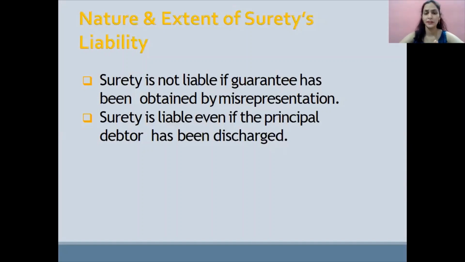Let's understand it more clearly. Like Mr. A's son, Ram, has taken an education loan from the bank, and the repayment arises. In this case, though the principal debtor is free or discharged from his liability, still the guarantor, that is the surety, Mr. A, who has given the guarantee, will be held liable to make the payment.